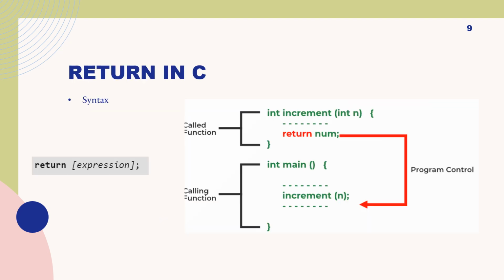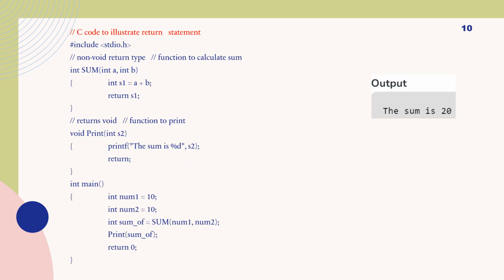And coming to the return unconditional type, you have the syntax like return expression. That means return will return from the function. You have the called function and the calling function, and here you can look into the syntax. Here is a simple program to understand the concept of return in functions.